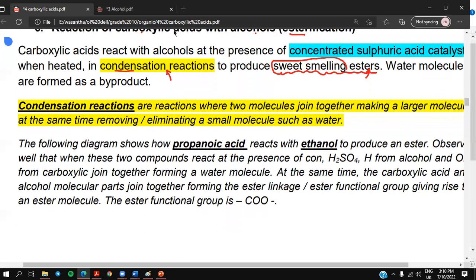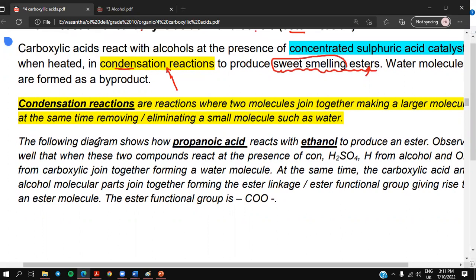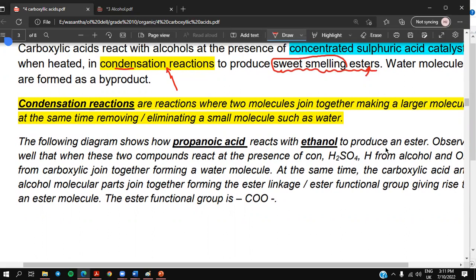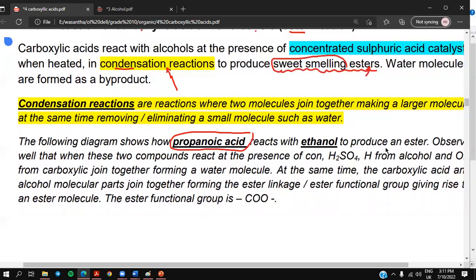And let me see what these condensation reactions are. Condensation reactions are reactions where two molecules join together, making a larger molecule, at the same time removing or eliminating a small molecule such as water. The following diagram shows how propanoic acid reacts with ethanol to produce an ester. Okay, what are going to react here? Propanoic acid and ethanol. Before you go to the diagram, I think it's better if I explain to you how exactly this reaction happens.